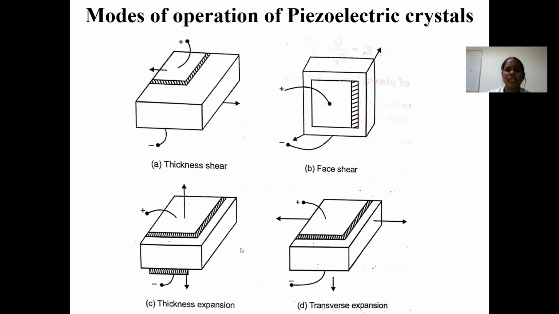So the picture resembles the four modes of operation of piezoelectric crystals. The first one is where the thickness of the crystal is deformed, whereas here the face is deformed, and here the thickness expanded. Shear means it will be shrinking, right? So that is nothing but thickness here. Here it is expanded, and transverse expansion.